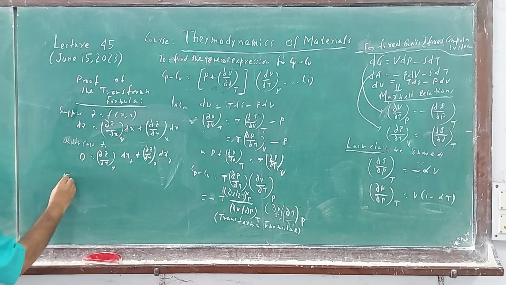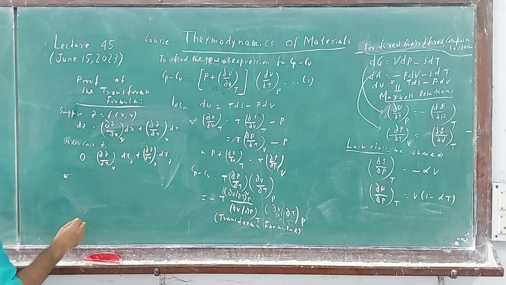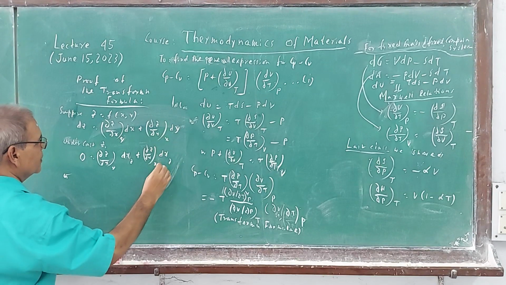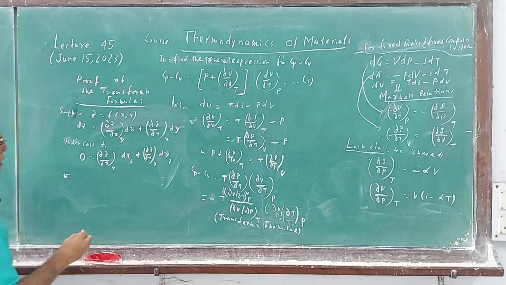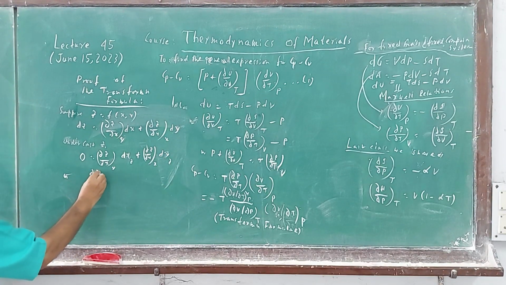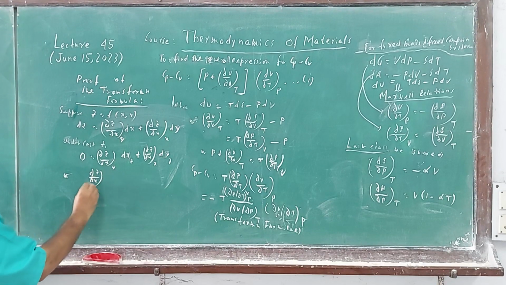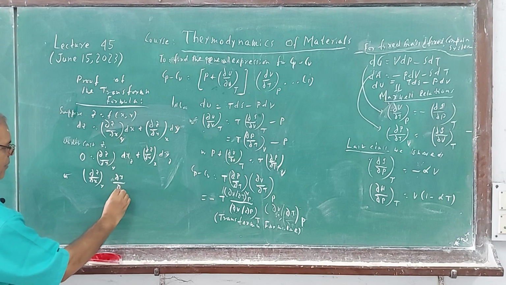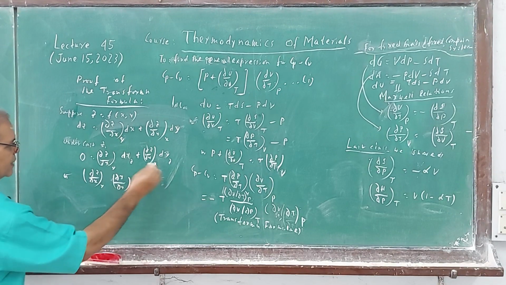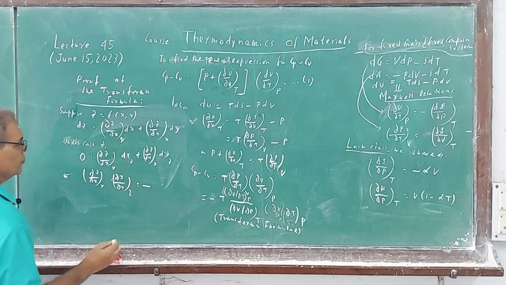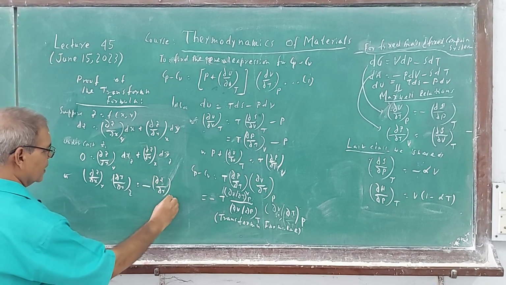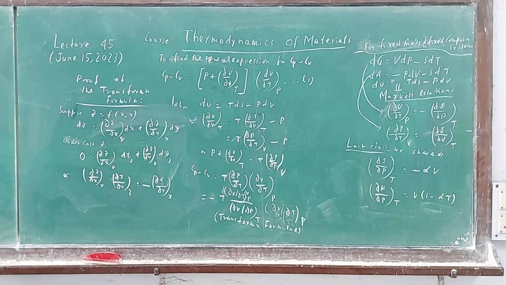So 0, and you can rearrange this. Now tell me, dy at constant z: what do you get from this? Del z by del x at constant y, taking it to this side, is minus del z by del y at constant x. Take a look.